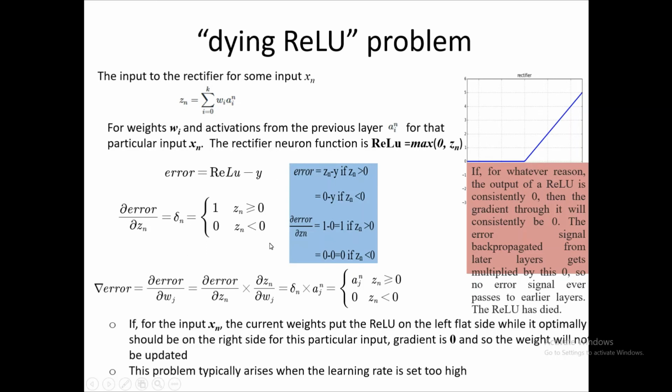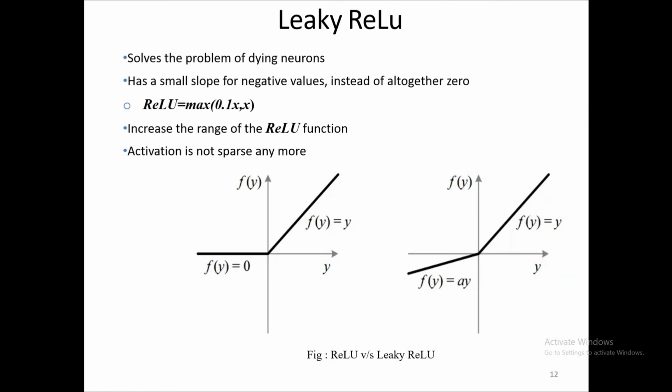So this is called the dying ReLU, and in order to solve this problem, what we do is we put a small slope for the negative values, and instead of altogether 0, now the ReLU will be max of instead of 0, we just multiply x with some fraction. We just put some fraction, and it will increase the range of ReLU function, and activation is not sparse anymore. Now the function will look like this.